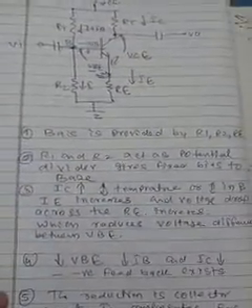So the change in beta and the change in temperature cause the change in IC, which indirectly causes the change in VCE, which indirectly causes the change in VBE, which indirectly causes the change in IB, and the IB change again indirectly affects the IC. So this phenomenon is present here.